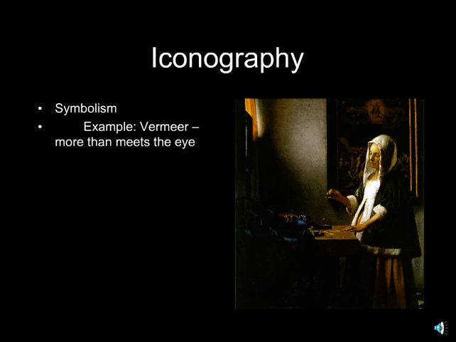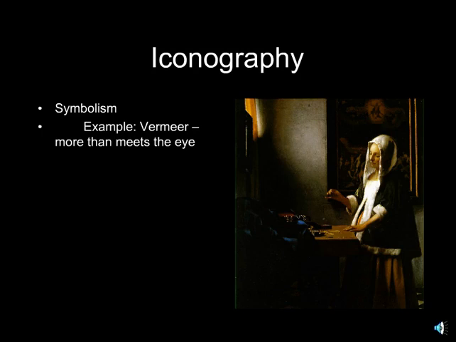The last concept that I want to introduce before we get started with the class is that of iconography. Iconography can basically be summed up with the one word: symbolism. A great example of iconography can be seen in this painting by Vermeer, Woman Holding a Balance. This painting appears to simply be a woman maybe weighing jewelry or something like that. But here there's a lot more going on than you initially think.